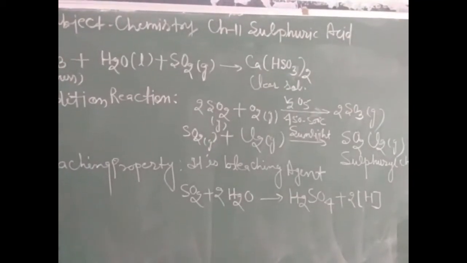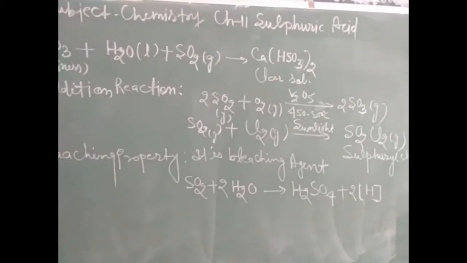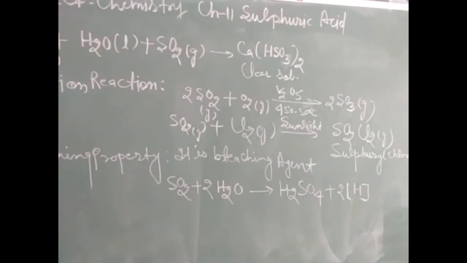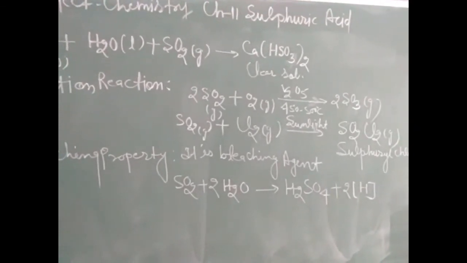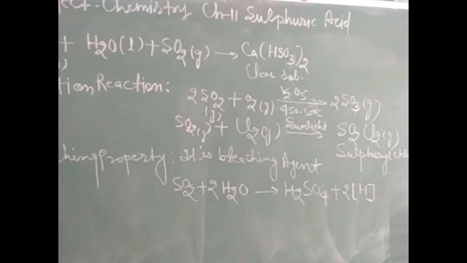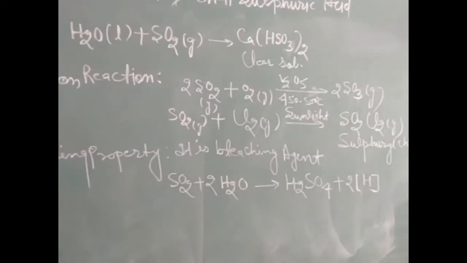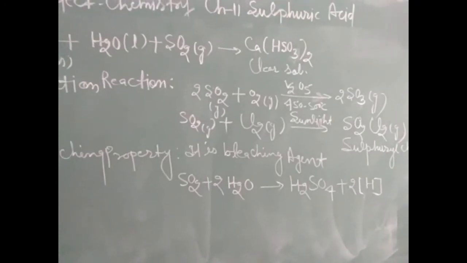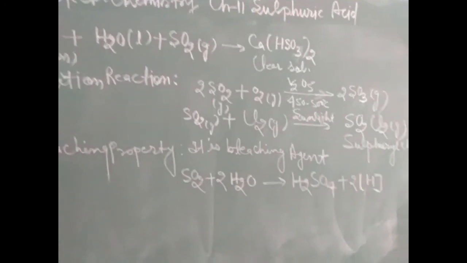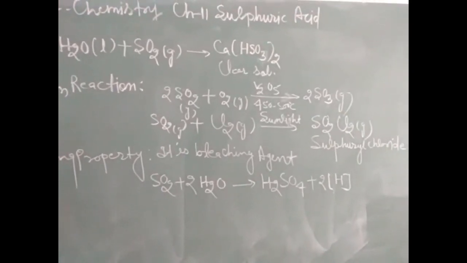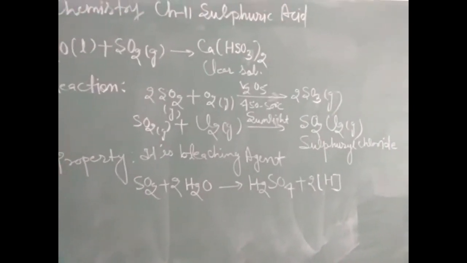Now second type of reaction given by sulfur dioxide is addition reaction. When sulfur dioxide gas is combined with oxygen gas in the presence of vanadium pentoxide, V2O5, catalyst at a temperature of 450 to 500 degrees Celsius, then sulfur trioxide gas is formed. Again, when sulfur dioxide gas is combined with chlorine gas in the presence of sunlight, SO2Cl2, that is sulfuryl chloride, is formed.